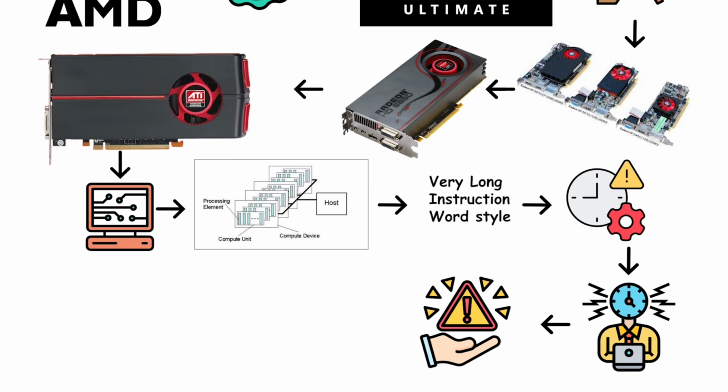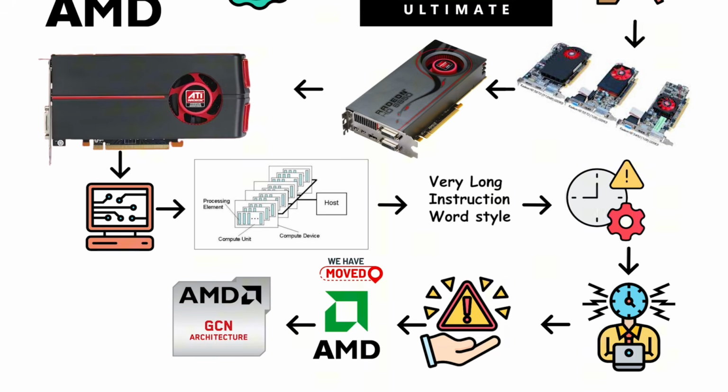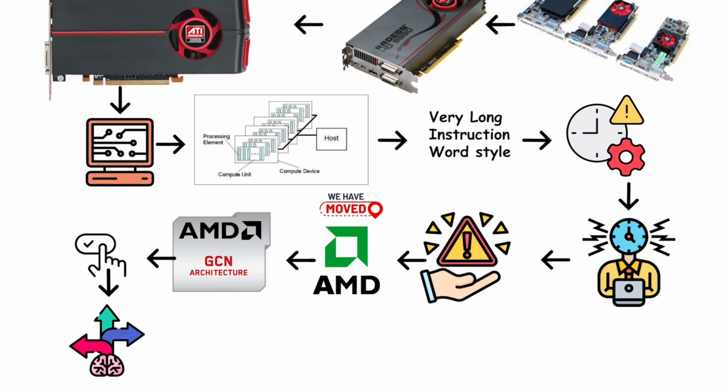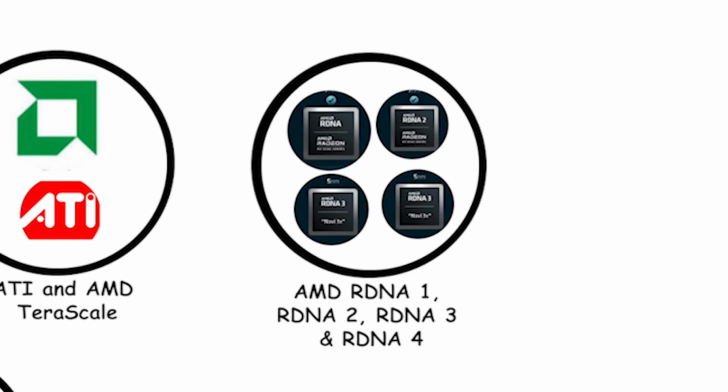Those limitations are a key reason AMD moved to Graphics Core Next afterward, which replaced very long instruction word with a more flexible scalar plus single instruction, multiple data approach. AMD RDNA 1, RDNA 2, RDNA 3, and RDNA 4.